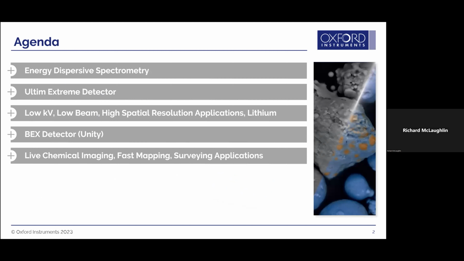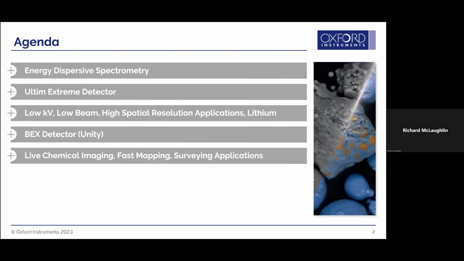So for the agenda today, I'm going to have a short introduction to energy dispersive spectrometry. It's been covered quite well in the previous talk, but I'll be talking a little bit more about the hardware. I'll start off with the Ultimate Extreme detector and give you an overview of what's different between an Extreme detector and a standard detector. Then I'll go over some of the applications you would use the Extreme detector for, like low kV, low beam applications, high spatial resolution applications, and I will touch on lithium detection. There are some caveats to that, but we certainly can see lithium in some compounds.